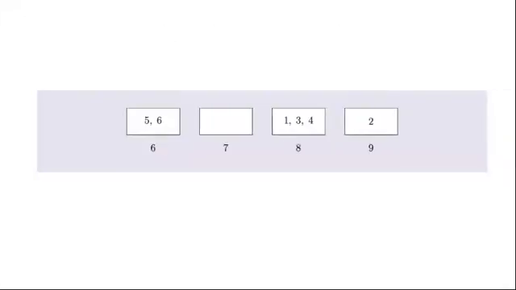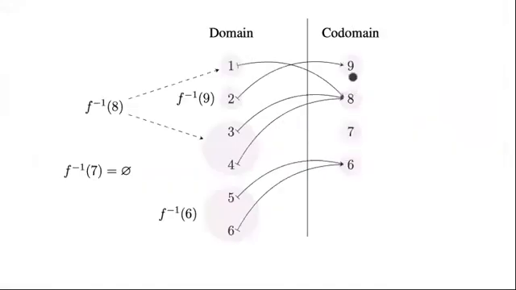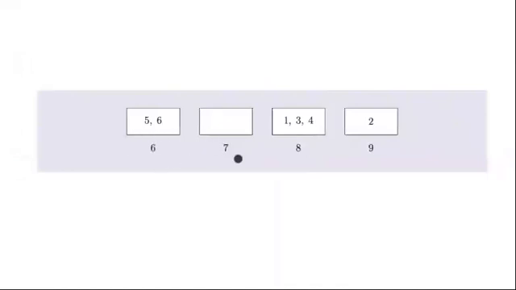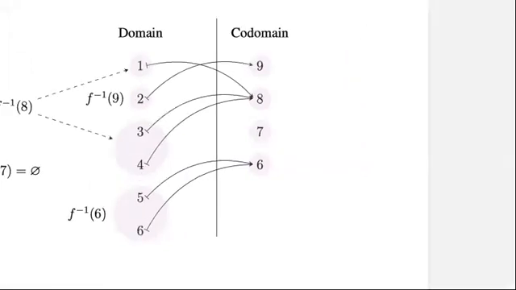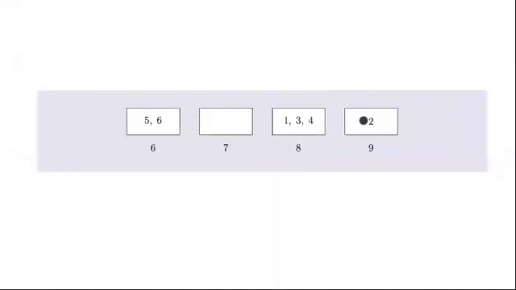Now, we can represent our same function in another way, by putting boxes down and labeling these things. Let's see, this is 6, 7, 8, 9. Let's look back here. 6, 7, 8, 9. That's the codomain. So right here, you see the codomain elements. Now, what are these? 5, 6, 1, 3, 4, and 2. Those are the domain elements. Notice that the domain elements only happen once.